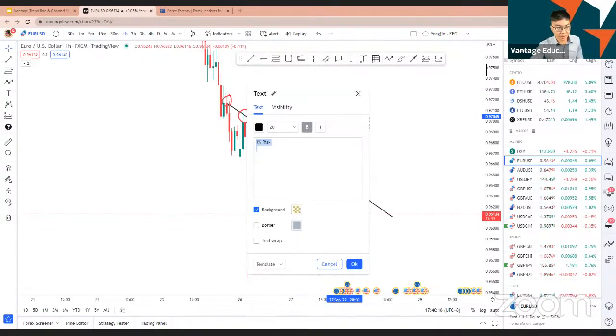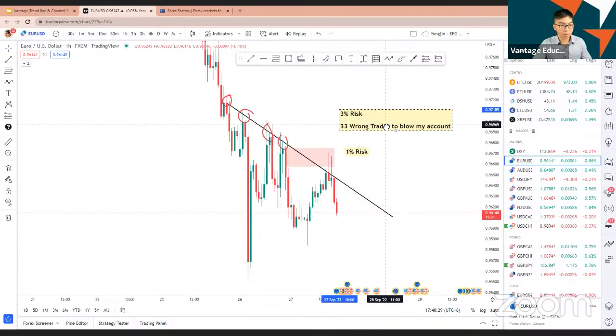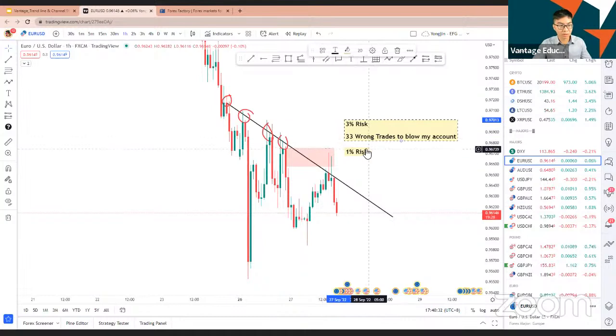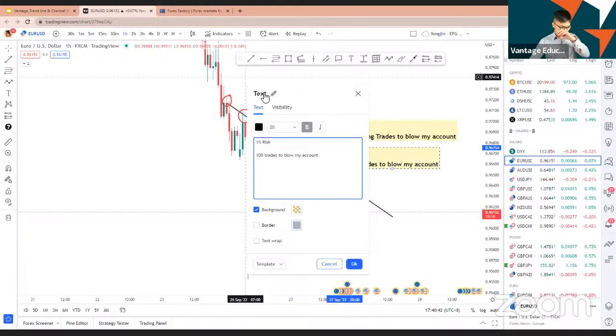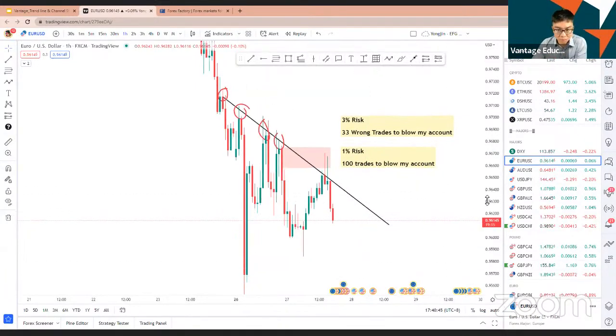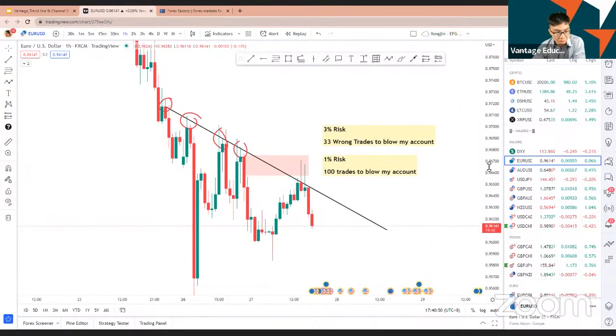So with a 3% risk, it takes me about 33 wrong trades to grow my account. But what if I use 1%? 1% risk helps with my psychology a lot. I need 100 trades to grow my account. It helps a lot with your psychology. You will not be revenge trading as much, and even up 5% a week is a lot already.